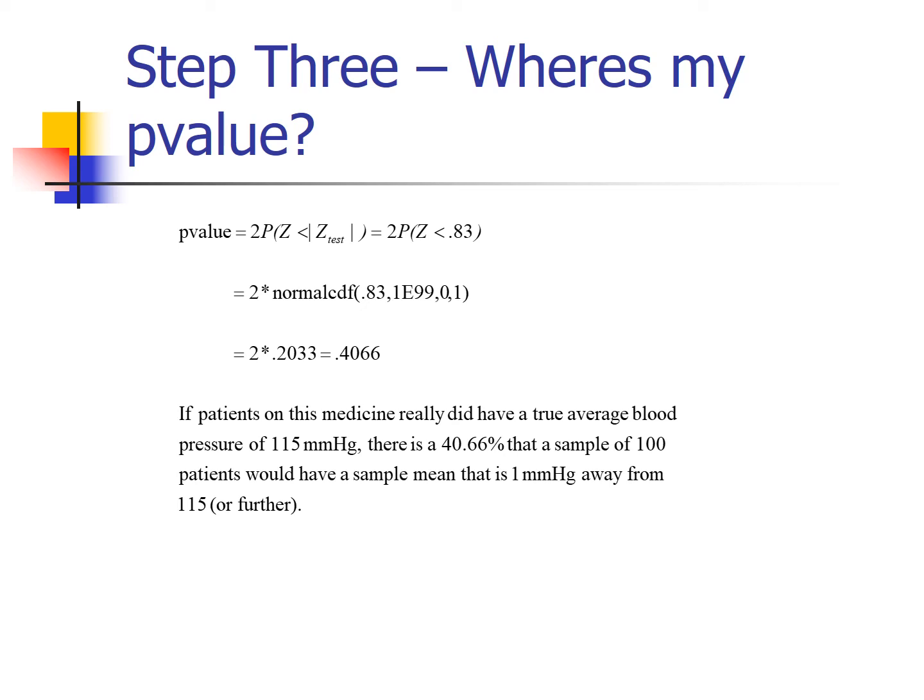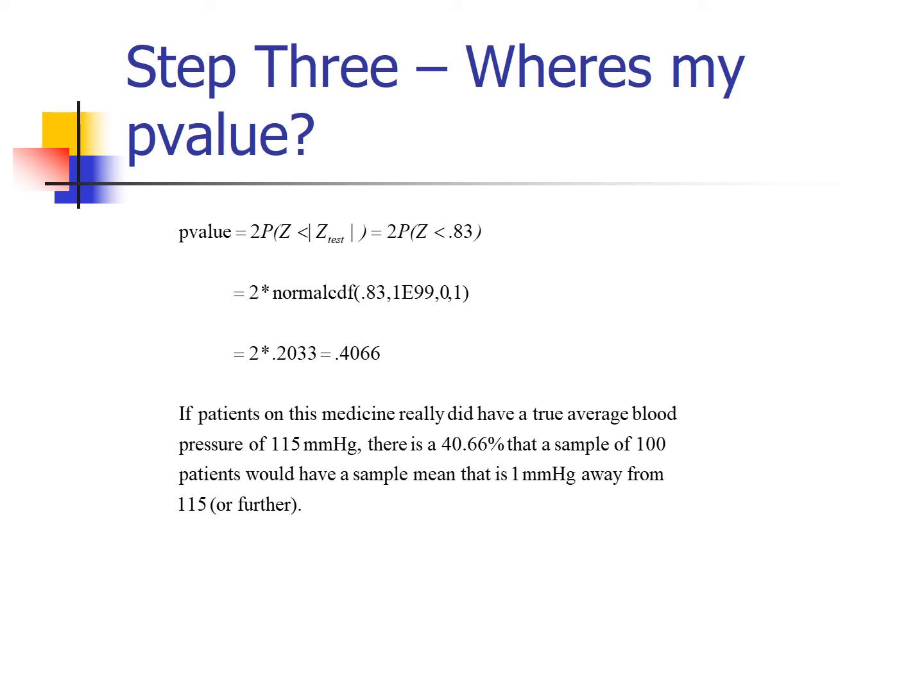So I did put the correct normal CDF formula in there. That's 2 times normal CDF. My lower bound should be 0.83. In theory, there is no upper bound, so I put 1E99, mean of 0, standard deviation of 1. So I get 2 times 0.2033. I get a very large p-value of 0.4066.